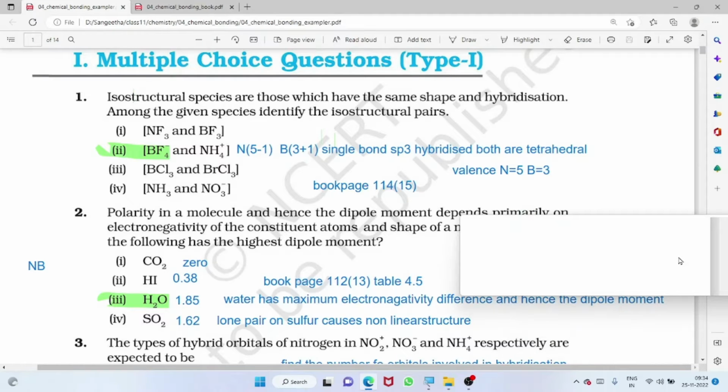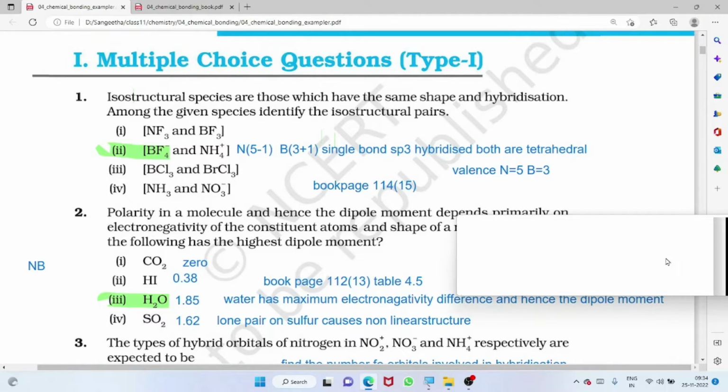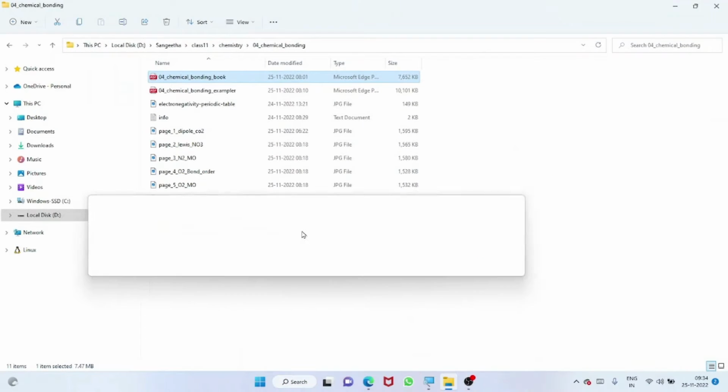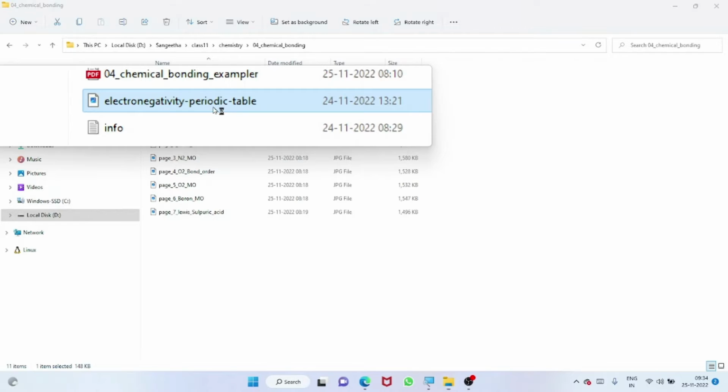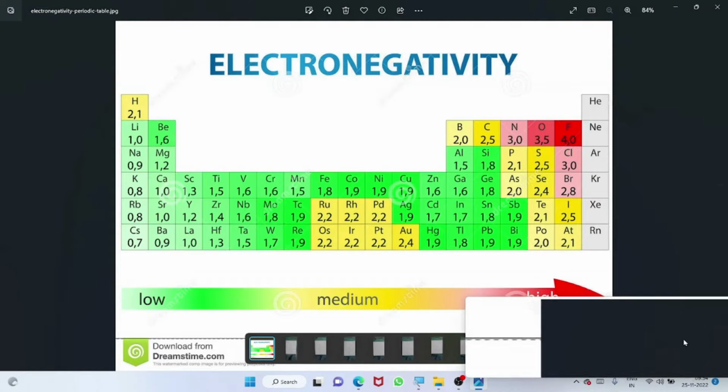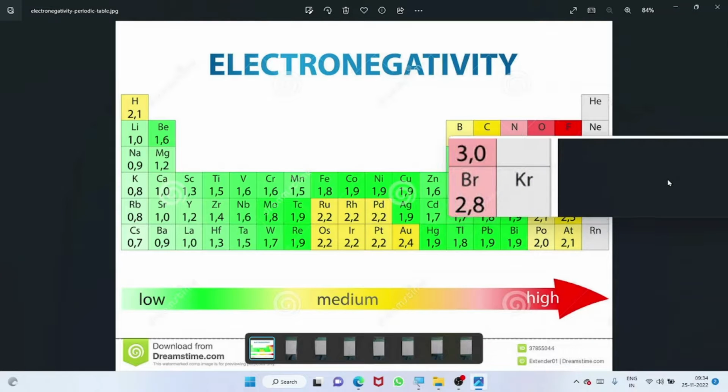Okay, now we will go through the exemplar questions in the chemical bonding chapter. Here you will have to remember the atomic number and valence electrons of some of the important atoms from the periodic table. You will also have to remember the electronegativity of some important elements, like carbon, fluorine, hydrogen, and others.